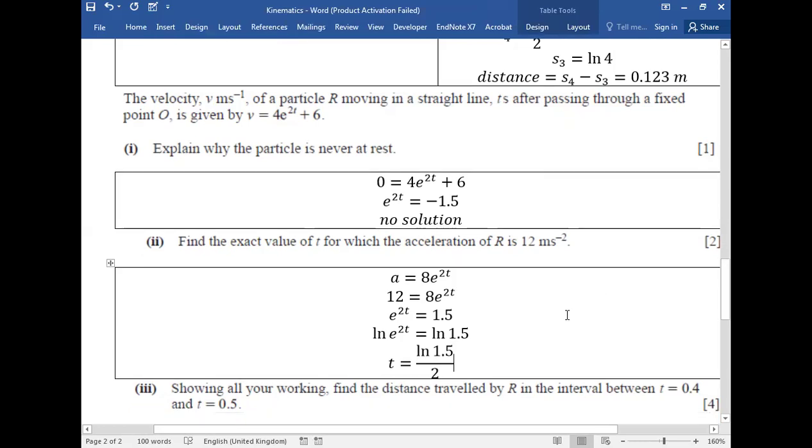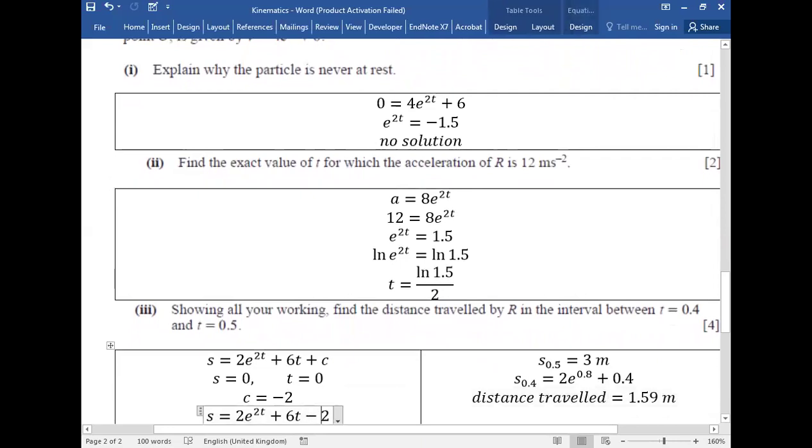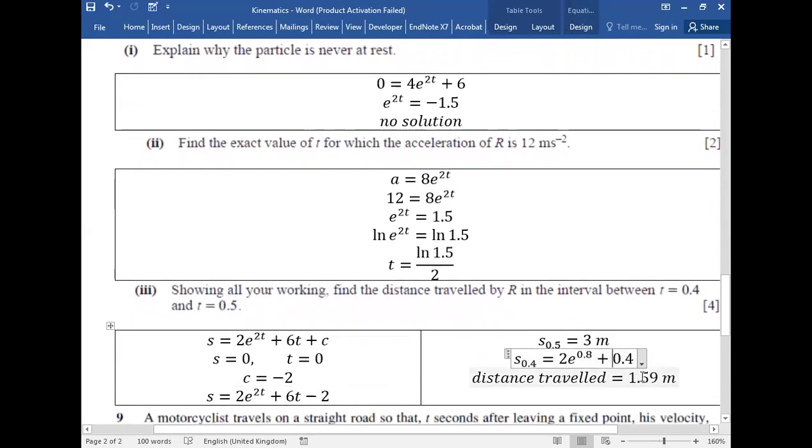You do not round off anywhere whenever we are concerned about exact value. Now in the next one, the question is asking, showing all your working, find the distance traveled by r in the interval between t equals 0.4 and 0.5. We'll integrate velocity to get the equation for displacement. Do not forget c. And then find s at 0.5 and 0.4, and we'll subtract both of them to get our distance traveled. I do not know the numerical value. This has been quoted by students. You can find it on your own and tell me what you get.